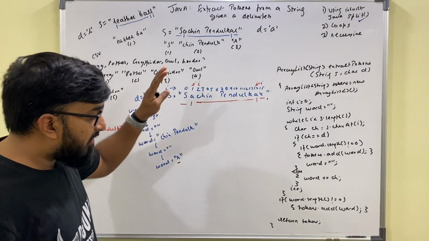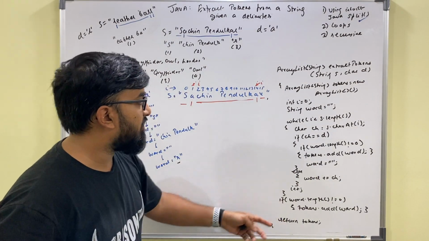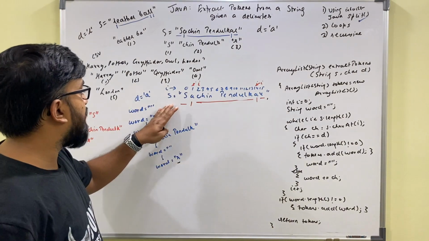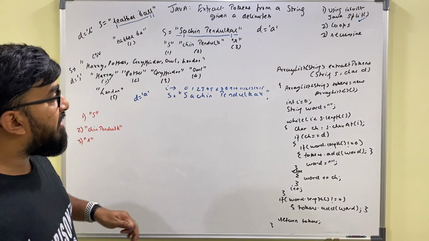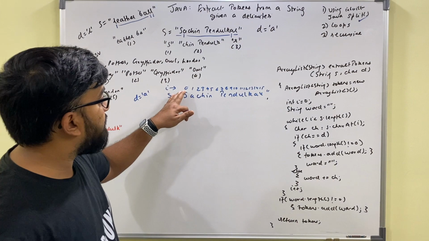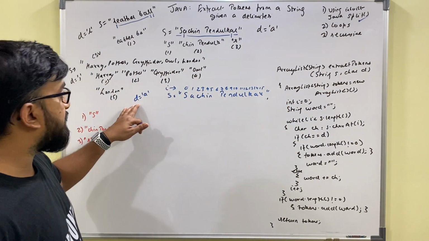Alright, okay, when I try to run this, I'll show you why this is important. Let me run this code for this input, for this S and for this D. I have my S as this string. It has indices 0 to 15. I have my D as lowercase a.